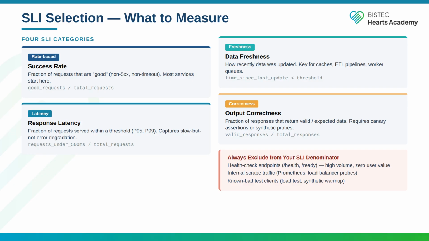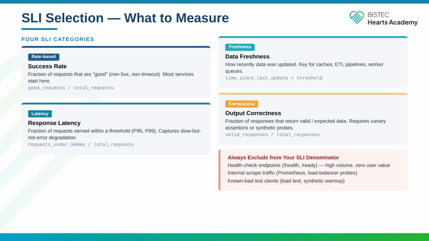Freshness SLIs apply to data pipelines and caches. How stale can the data be before users notice? A product catalog refreshed every 5 minutes is acceptable. A pricing feed with a 30-minute lag is not. Correctness SLIs measure whether the response was right, not just fast and non-erroring. This matters for financial calculations, recommendation systems, and anything where a wrong answer is worse than a slow one.